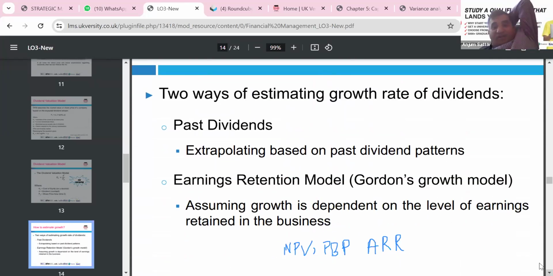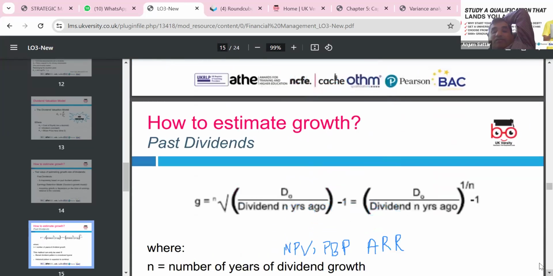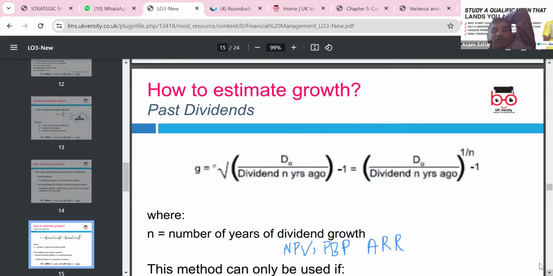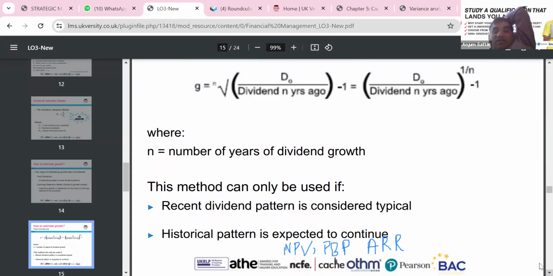There are two ways to estimate the growth rate: the past dividend pattern, and the earning retention model. Under the Gordon growth model, there are different models, such as the risk and market risk models, and according to this we can measure it. So according to the growth model, we can use this formula. D naught is the dividend now, and we look at the dividend N years ago and how much the growth is. N represents the number of years that the dividend has grown.